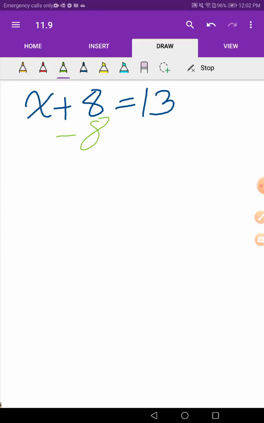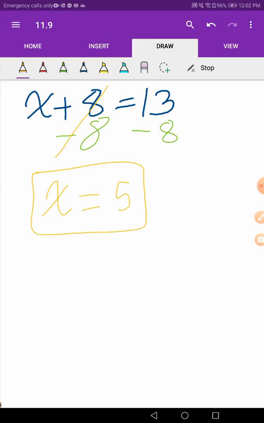And remember, as you do something to the first side, you need to do the same for the second side to keep this equation balanced. So, on the first side, we have positive 8 and minus 8, which means 0. So they will cancel each other, and we have on the first side x by itself. While on the second side, we have 13 minus 8, which means 5. And in order to check, we do 5 plus 8. Is it 13? Yes, it is. So my answer is correct.